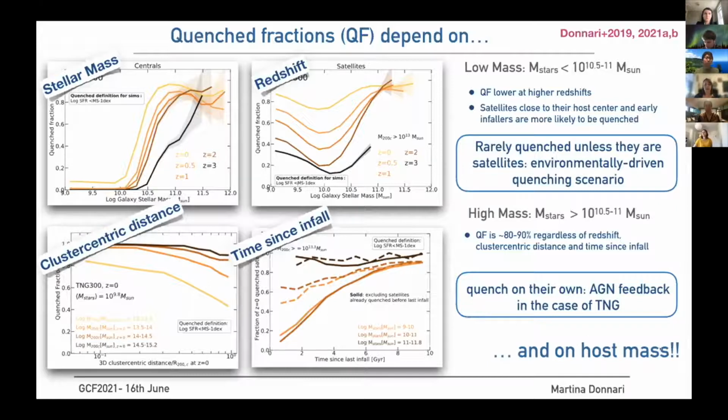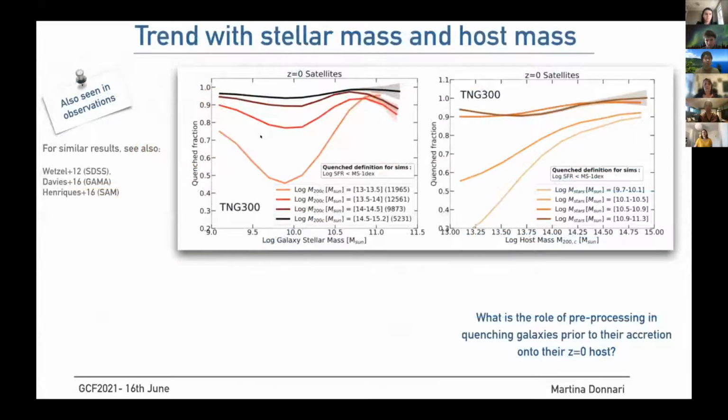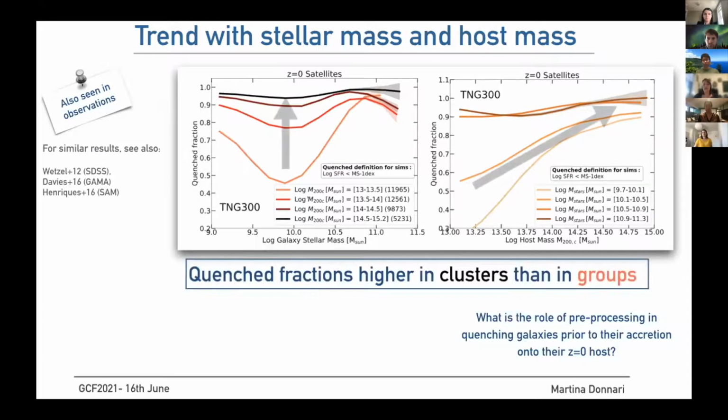Of course, the quench fraction also depends on the host mass. So here on the left-hand side, you have the quench fraction as a function of galaxy stellar mass for galaxies being in the 4 host mass bins. And on the right-hand side, the quench fraction as a function of host mass for different galaxy stellar masses. So overall, the main result is that the quench fraction is always higher in clusters than in groups, meaning that the clusters are more efficient in quenching their members.